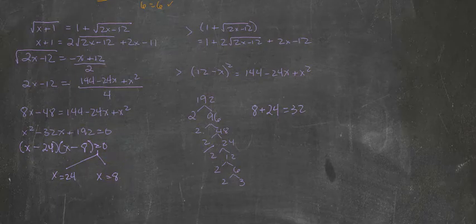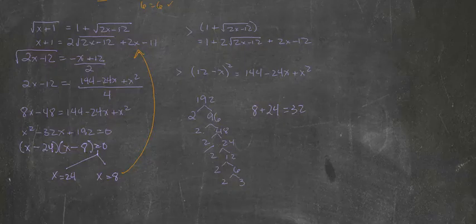and I can't use these solutions or declare them to be so until I check in the original problem. Now you're expected to do that on your assignments, but I'm not going to make you watch me do it again, because that's just pluggy chuggy math. I'm going to tell you that 24 turns out not to be a solution, and so the only solution to this problem is 8.